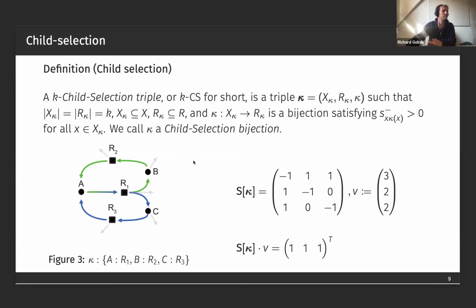And maybe this is easier to understand in a graph. For example, in this reaction network, when we just look at this subnetwork, then A can only choose R1, B can only choose R2, C can only choose R3. And this is also actually a type 3 autocatalytic core. In autocatalytic cores, there will always be only one child selection which is possible, but there might be other ones in general. So in general, the child selection bijection might not be unique.